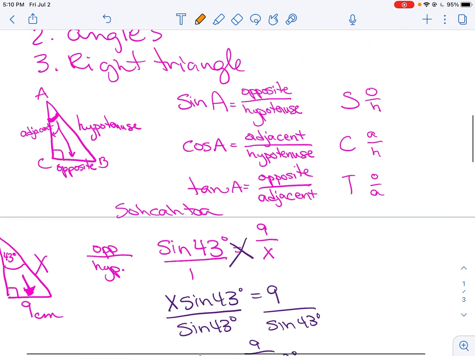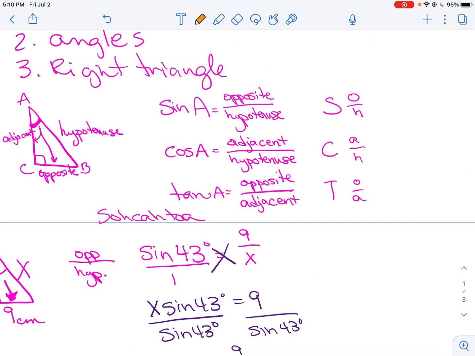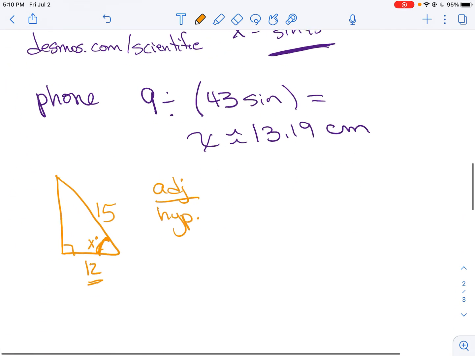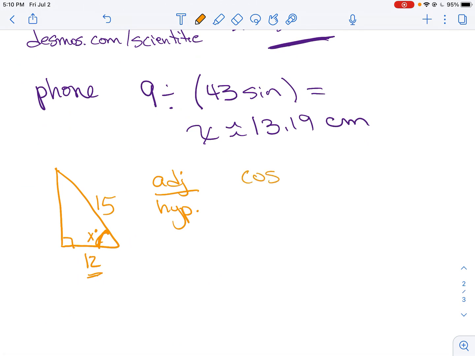So if I come back up here and I look for adjacent over hypotenuse, I would come up with cosine. So we're going to be dealing with the cosine. So I write cosine of the angle measure, which we don't know, equals 12 over 15. How did I get 12 over 15? It says adjacent, and the 12 is adjacent because we're talking about the adjacent leg, where the hypotenuse is this one right here.